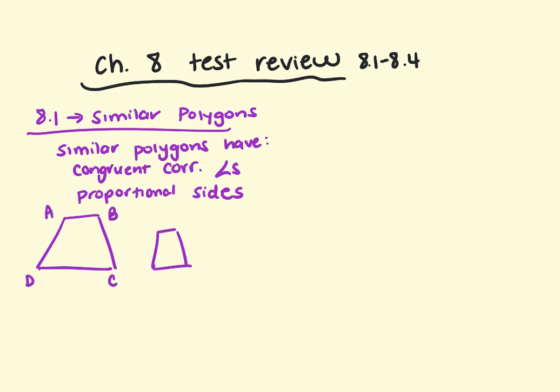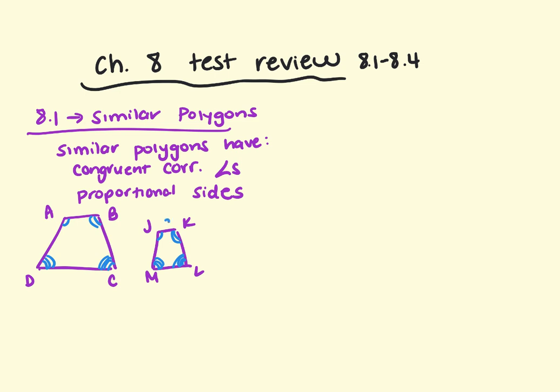So if I had two polygons and it asked me to show that they were, or asked if they were similar, then their angles would have to be marked as congruent. So A with J, K with B, D with M, and C with L. And then the sides would have to have the same scale factor.